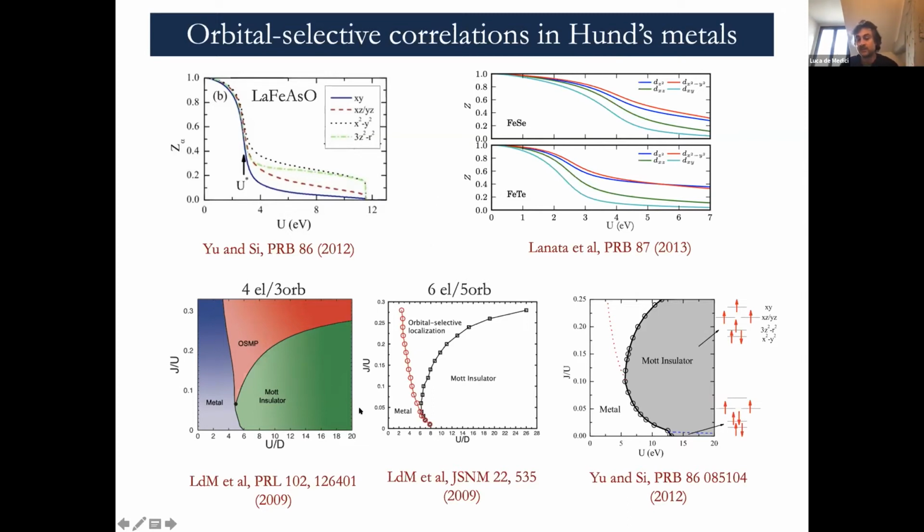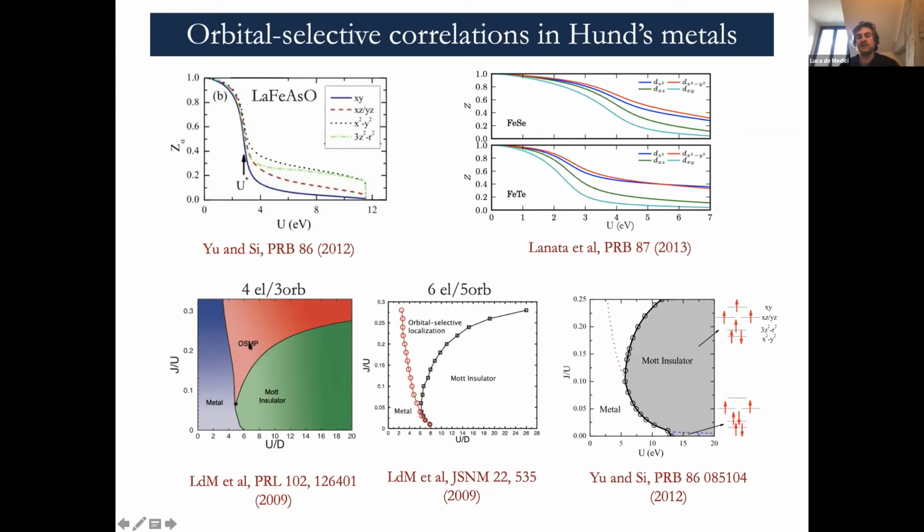And you will probably have seen this Y-shaped phase diagram many times, and it is very universal. It shows that if you have small Hund's coupling, as a function of the interaction strength you have a metal to Mott insulator transition at some U, whereas when Hund's coupling is sizable, you go through this phase, which corresponds to the Hund's metal phase, in which you have orbital selectivity.